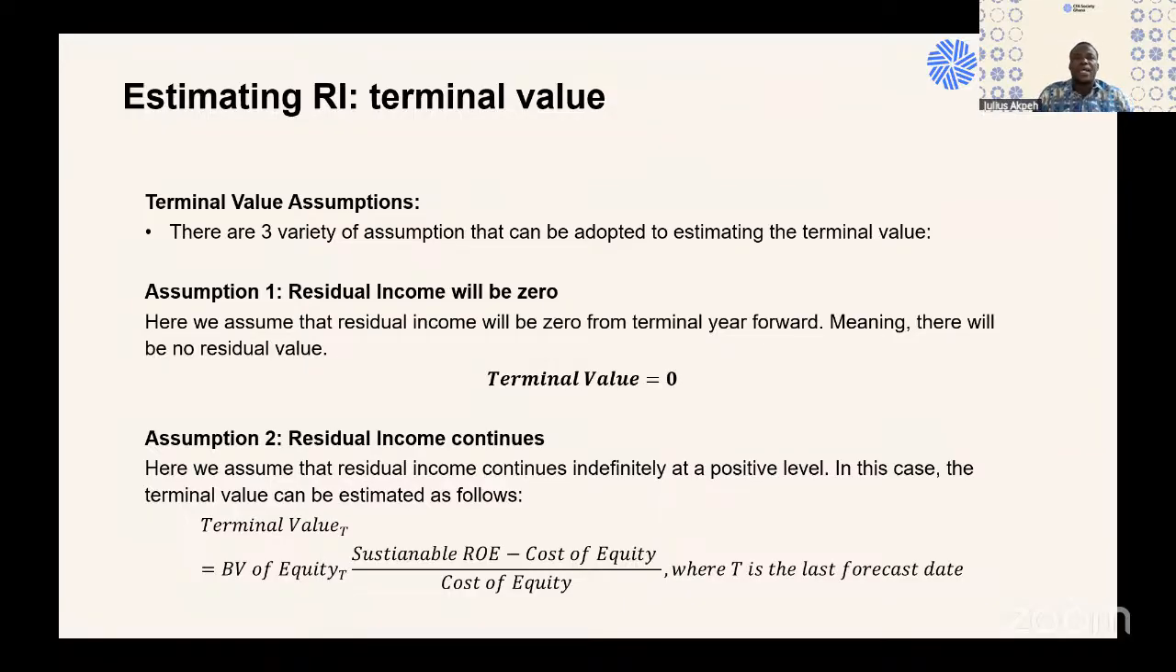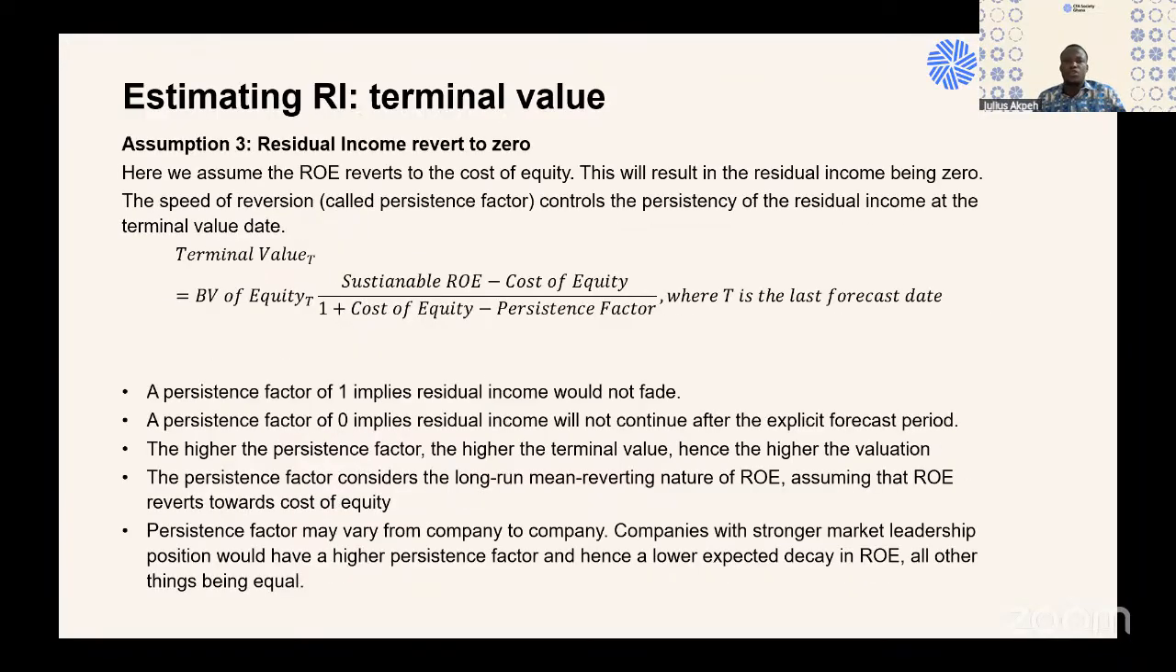Now, that also doesn't happen often because we don't assume that a company will continue to sustain its competitive advantage forever, unless it's a monopoly, right? So the third assumption, which I talked about, is residual income converging at a point.